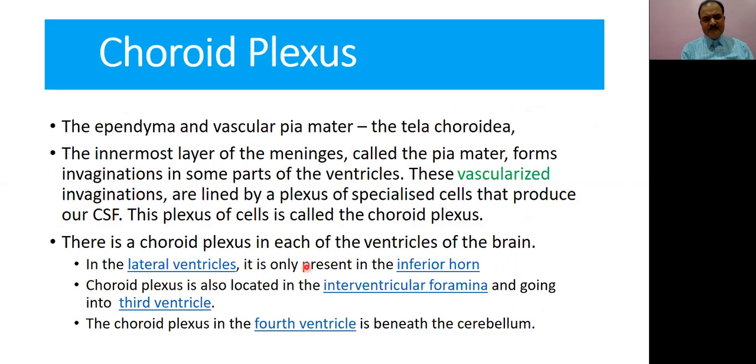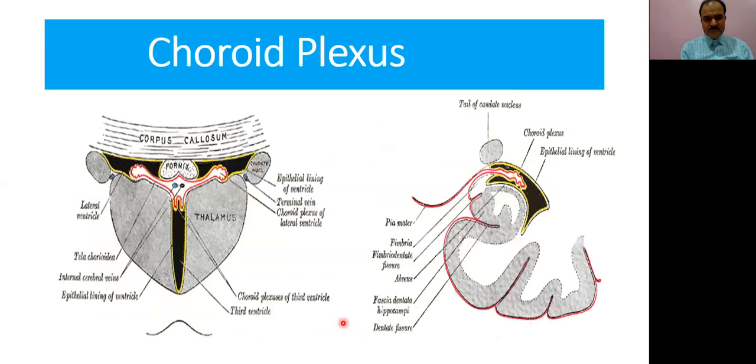In the lateral ventricle, it is present only in the inferior horn. The choroid plexus is also located in the interventricular foramina, and from this foramina, it goes into the third ventricle at its roof. The choroid plexus in the fourth ventricle lies beneath the cerebellum, that is, beneath the cerebellum and the superior and inferior medullary velum. You can see this is the choroid plexus of the lateral ventricle, and it goes to the interventricular foramen into the third ventricle and forms the roof of the third ventricle.